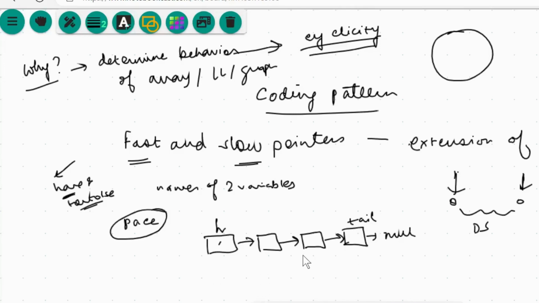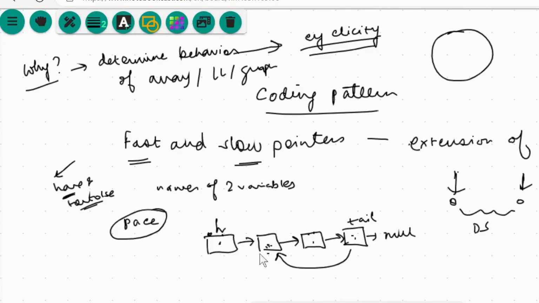What causes a loop in a linked list? If one of the nodes is pointing to an existing node, let's say this node points to this one. In that case, if I'm starting from here, I'll go to this node, then this node, then this node, and then I'll come back to this one, and again this node is pointing to the next. So it's like an infinite loop. The nodes are not pointing to null, there is no tail node pointing to null. So it's like a loop within a loop.